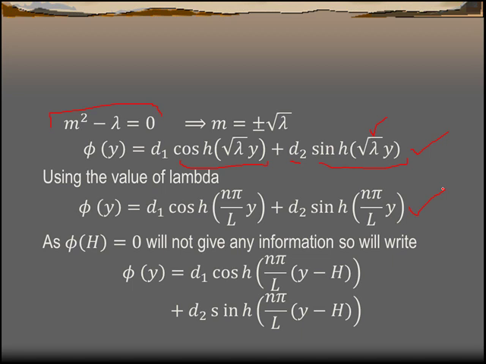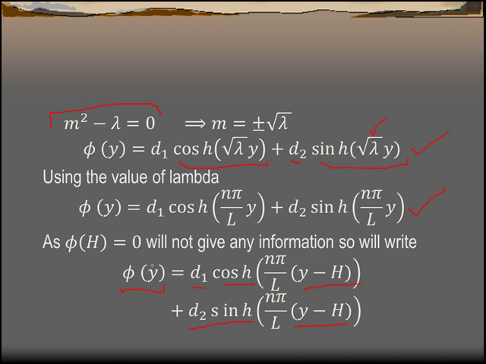Okay, so we will use the translated version of this solution. We will replace y by y minus h. Note that in our previous case we replaced x by x minus l, and the reason was that we have pi at l is equal to 0. Now we have pi at h is equal to 0, so we will replace y by y minus h. So replacing y by y minus h, we have a general shape of the solution as in the equation pi at y is equal to d1 multiplied by cos hyperbolic n pi over l into y minus h plus d2 sin hyperbolic n pi over l into y minus h.